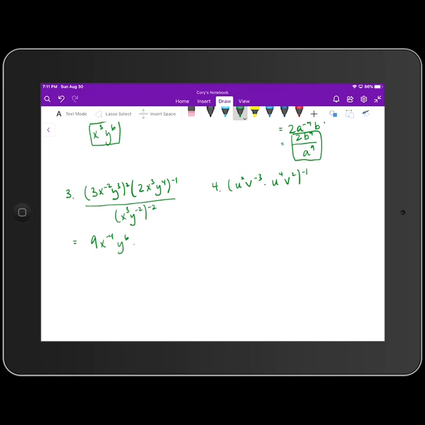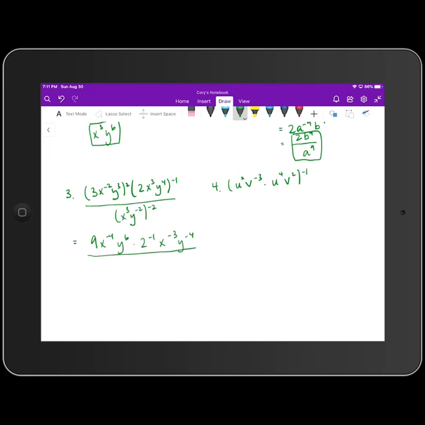Okay, then we're going to apply the exponent of negative 1 to all of those factors. So we have 2 to the negative 1 power, which I'm going to leave alone. X cubed to the negative 1 power. When I multiply those exponents, we get x to the negative 3 power. And then y to the 4th to the negative 1 power is going to make y to the negative 4th power.